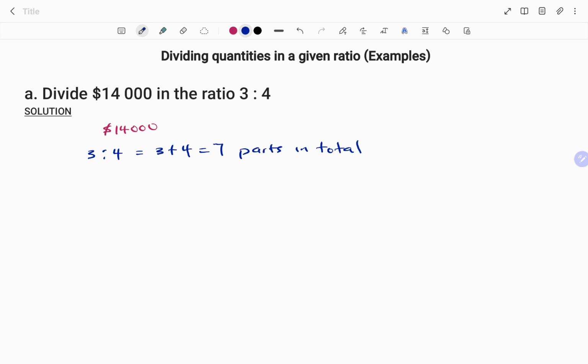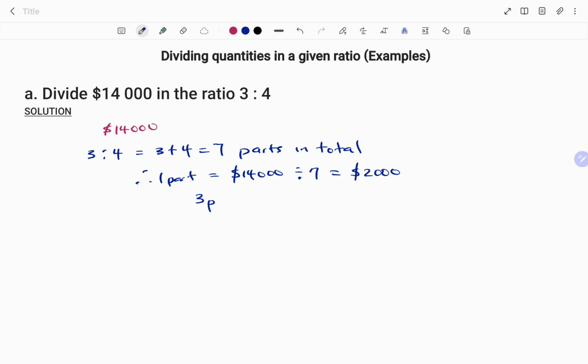total. To find the value of one part, we are going to divide a quantity by 7. So one part equals $14,000 divided by 7. And that's going to give us $2,000. And once we get the value of one part, we can get the value of the other parts.